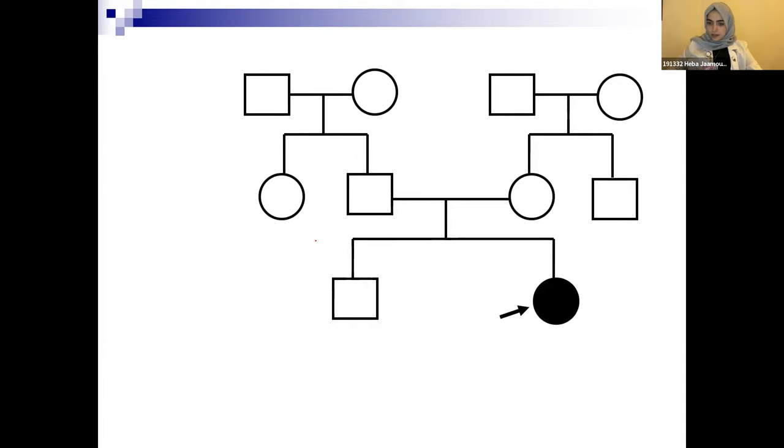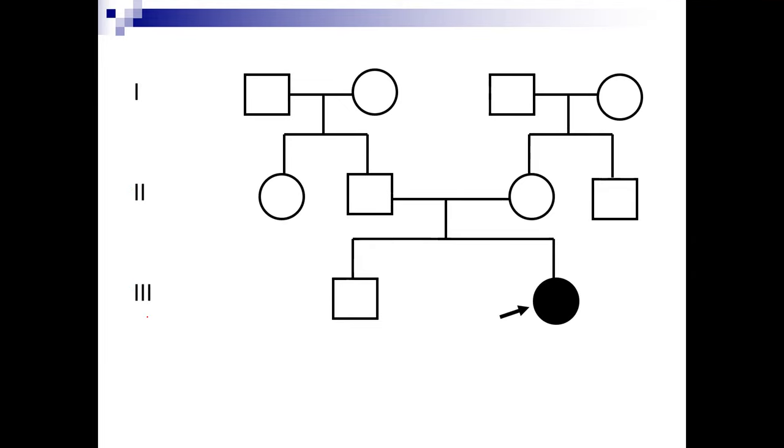What about the numbers that are over here? 1, 2, 3, the Roman numerals. What do they indicate? Generations. Exactly. And do you guys know the minimum number of generations required to form a proper pedigree? Three. Okay, 3 generations are required, okay?